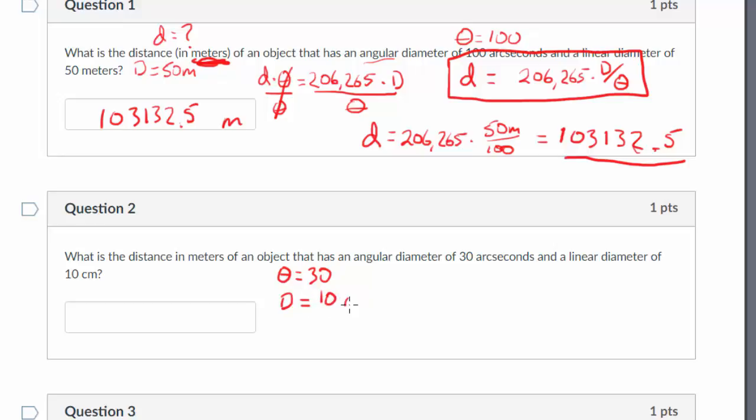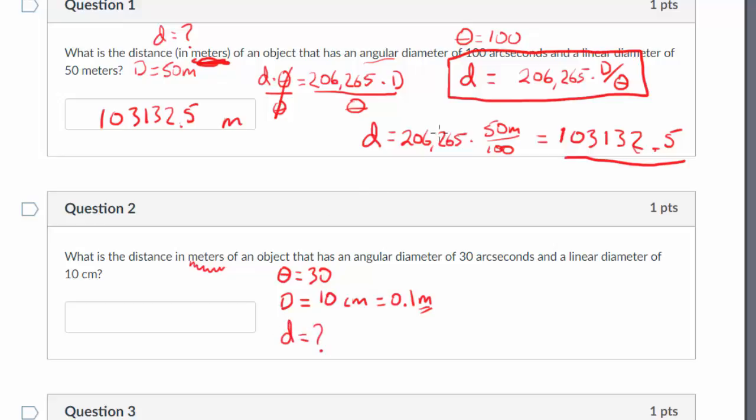Oh, so this is a little tricky. This is 10 centimeters, right? But it's asking for the distance in meters. So if the distance is going to be in meters, we've got to keep all the units the same here. So that 10 centimeters is going to be 0.1 meters. You want to make sure that your distance and your linear diameter are in the same units. Okay, and then I'm asked to solve for the distance.